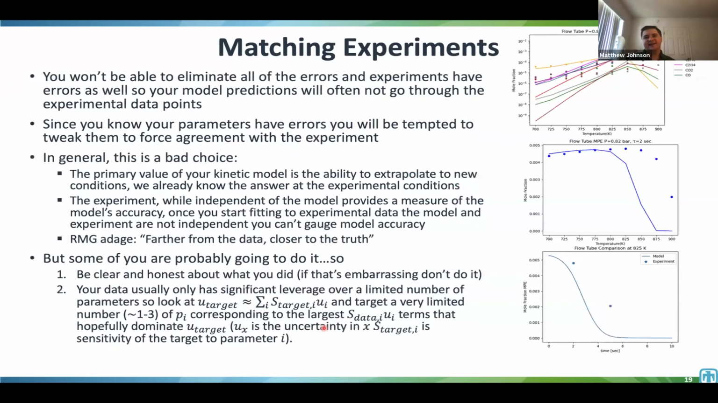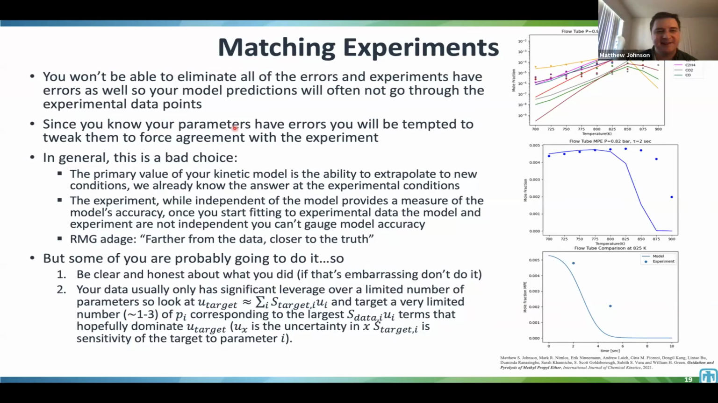So lastly, we're going to talk a little bit about matching experiments. You're not going to be able to eliminate all of the errors in your mechanism simulations, and experiments have errors as well. So your model predictions will often not go through experimental data points. And since you know your parameters have errors, and those are a little bit more straightforward to deal with than the reactor errors and the model truncation errors, you're often going to be tempted to tweak them to force agreement with your experiment to make your plots look nice. And in general, this is really bad.